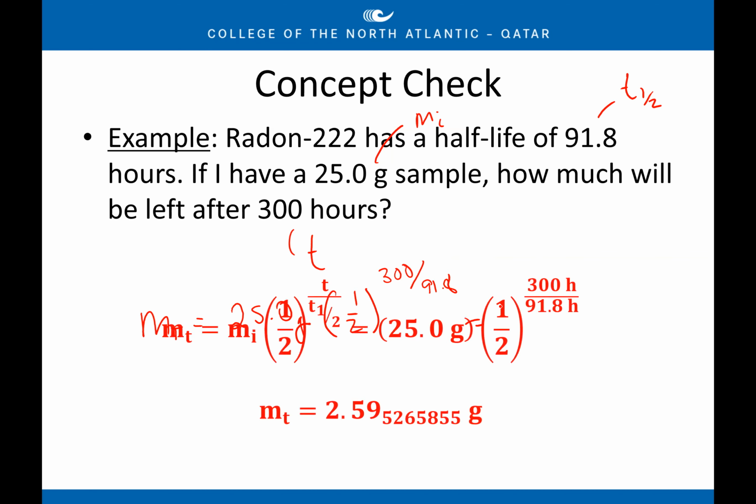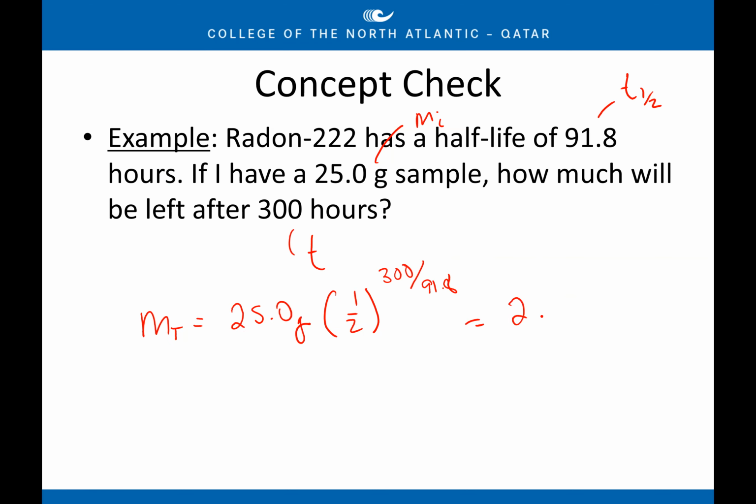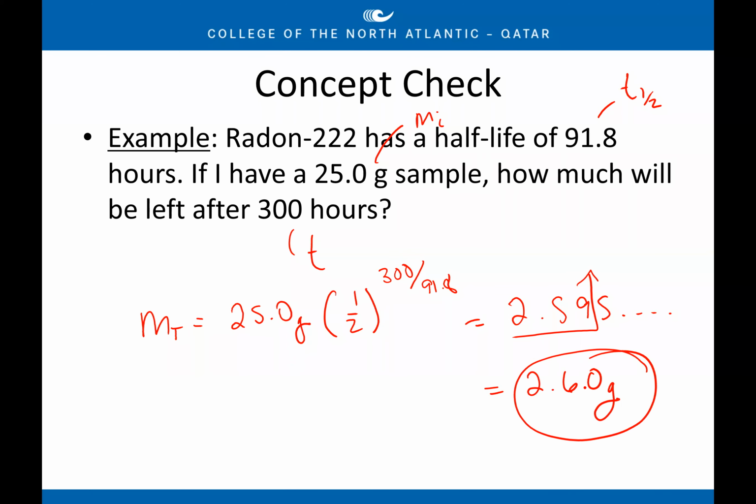If you did it on your calculator, you'd get a big number. Proper rounding would mean we'd round up, so you would get 2.60 grams. I don't care what you put on a test, but as long as it's near 2.6, I am happy.